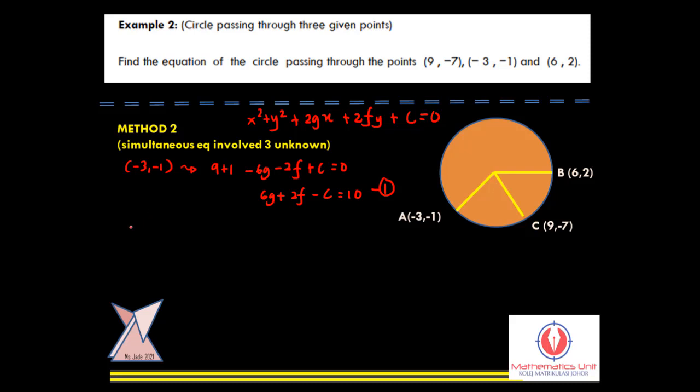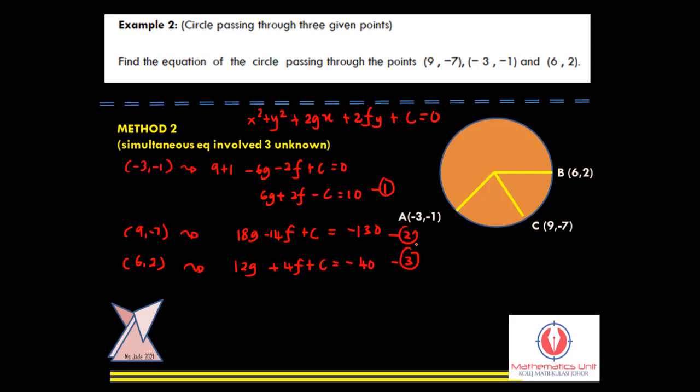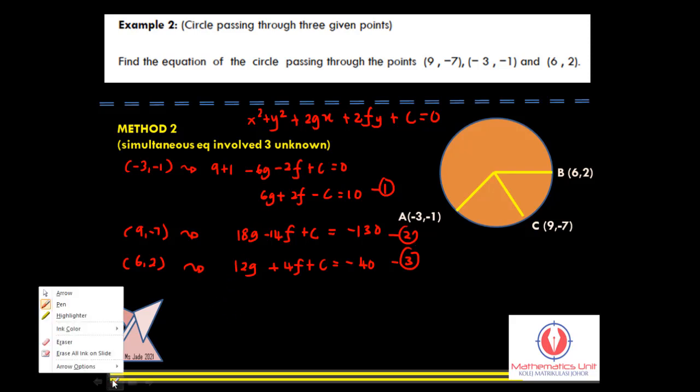The same thing proceeds to the second point. When there is 9 and -7, you will produce something in terms of g and f as well. I will write it down here first. Same goes to the last point, 6 and 2. Substitute into the general form, so you obtain another equation in terms of g, f, and c. So this is the second one and this is the third one. So how are you going to solve this?